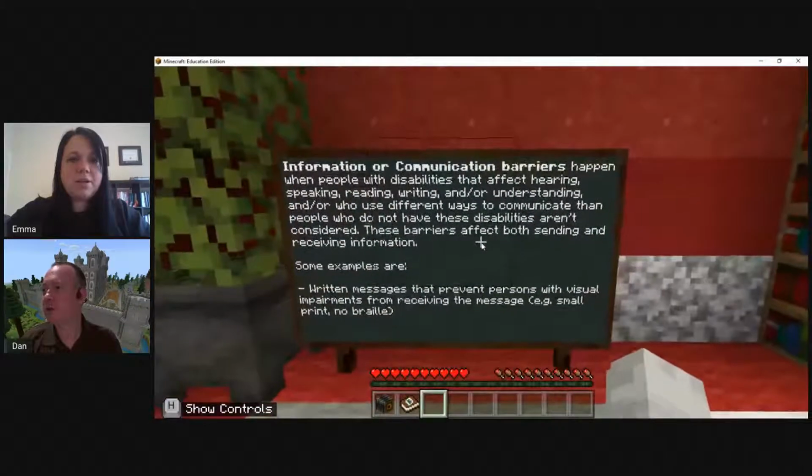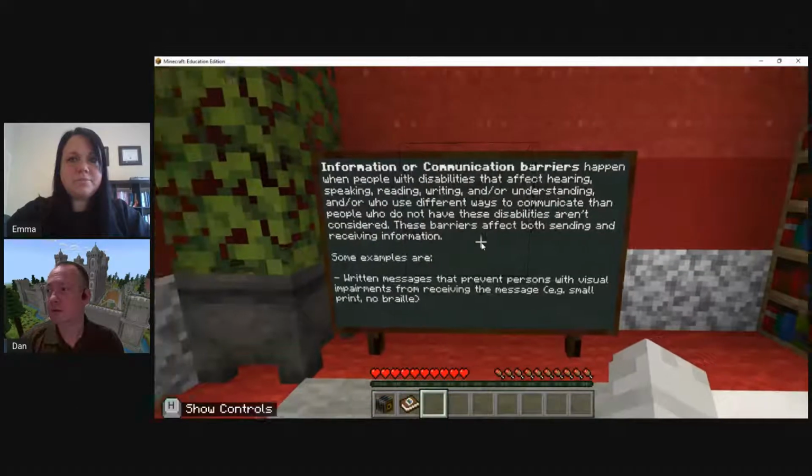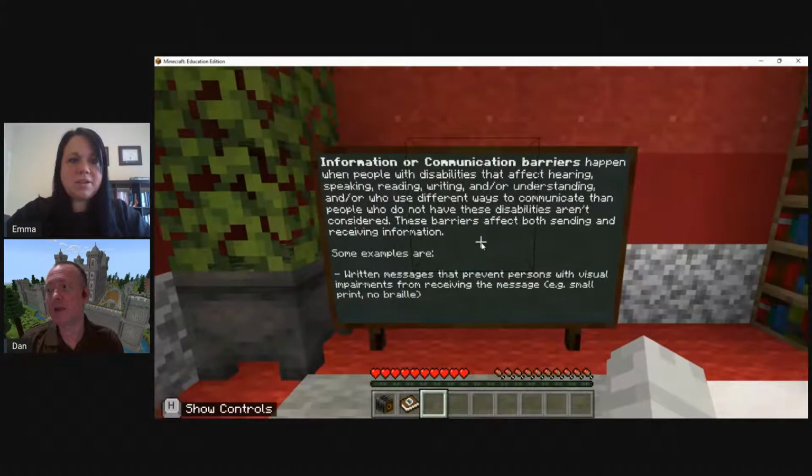Information or communication barriers happen when people with disabilities that affect hearing, speaking, reading, writing, or understanding use different ways to communicate. So, written messages that prevent persons with visual impairments from receiving the message, for example small print or no braille. And I certainly, my vision is not as good as it used to be, and continues as I get older to get a little bit worse.